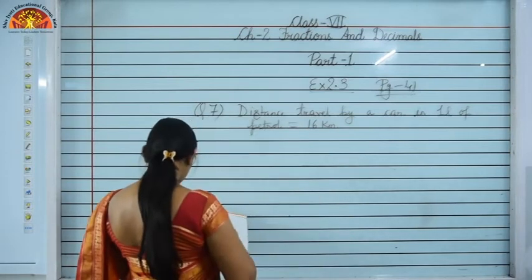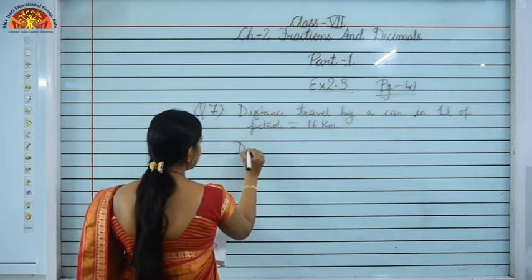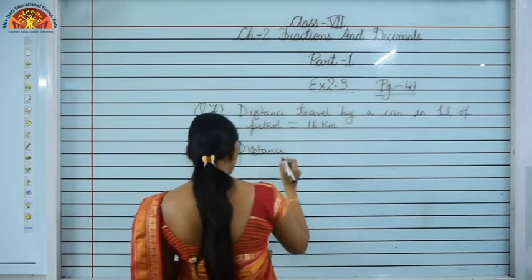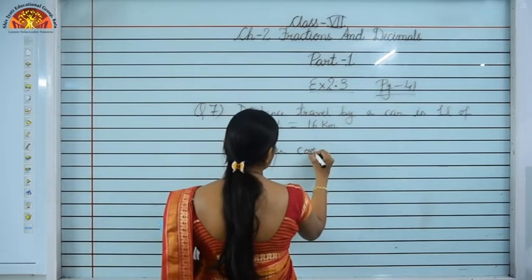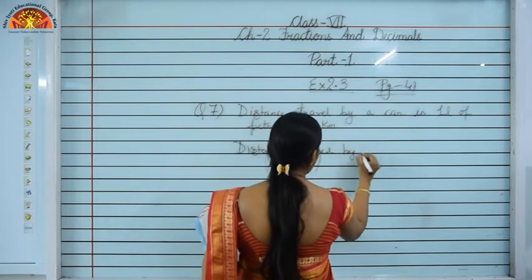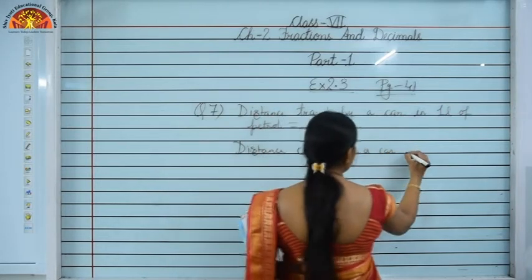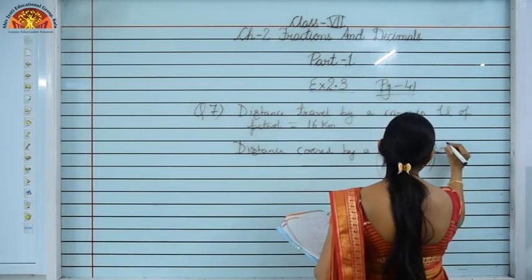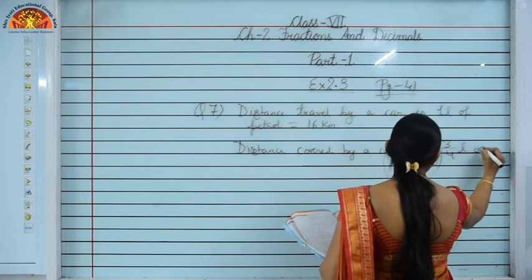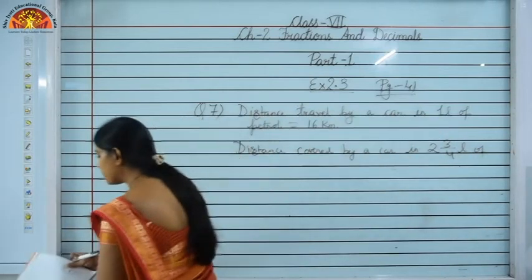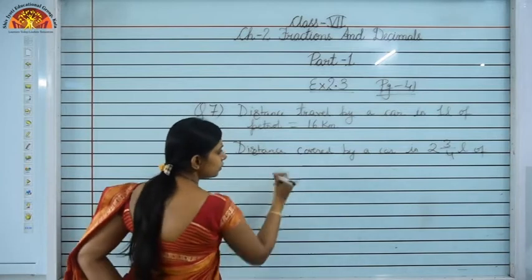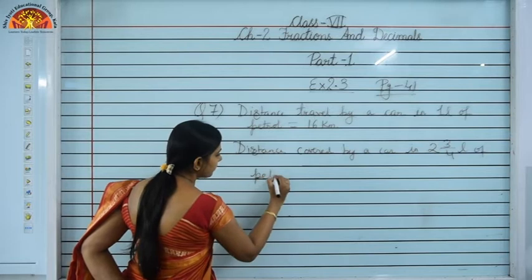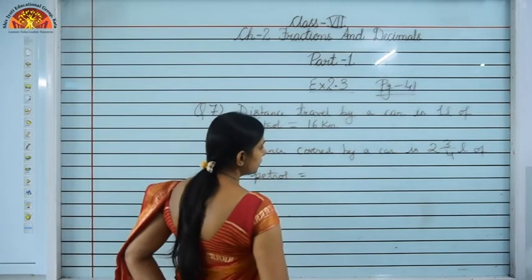Now the distance covered by a car in how much petrol is there? That is 3/4 liters of petrol. That is, now the quantity of petrol has been increased. So the distance covered by a car in 3/4 liters of petrol is equal to how much will it be?